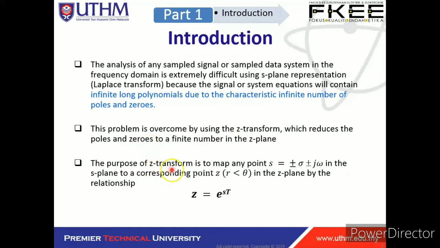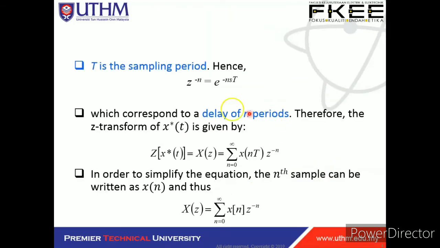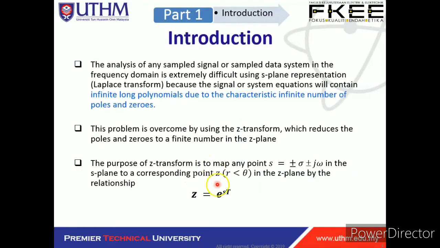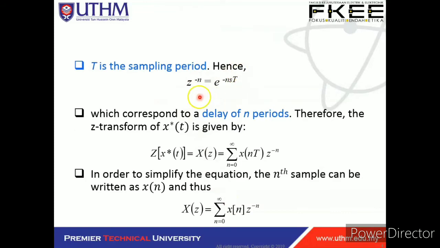When we use the Z transform, we will map the Laplace into the Z plane, where we have the radius and the angle of the signal. So in the Z transform, we will represent it with z equals exponent st, where s refers to sigma plus minus j omega. Okay, if we change the z into z negative n, previously we have z as exponent st, so z negative n will be equal to exponent negative nst, like this.